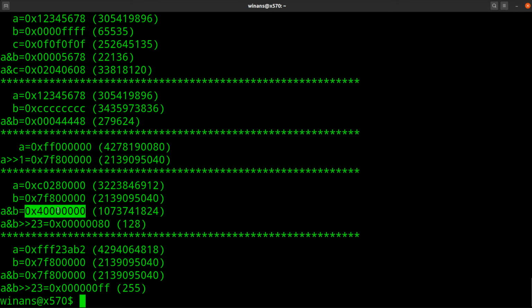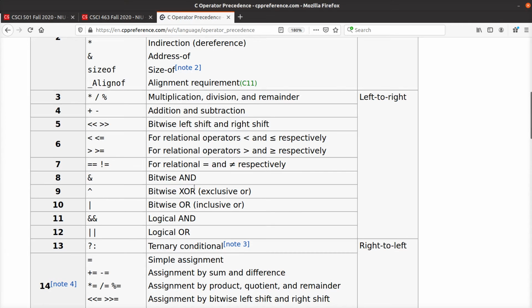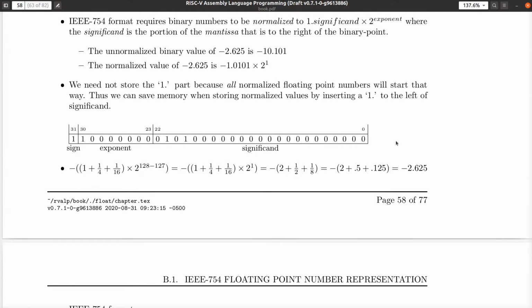I've extracted the exponent. If I then take this value here and shift it right 23 bits, I will have moved the exponent bits from over there over to the right. And look what I got in decimal now. This value here, 0 or hex C0280000, is the example you're looking at right here.